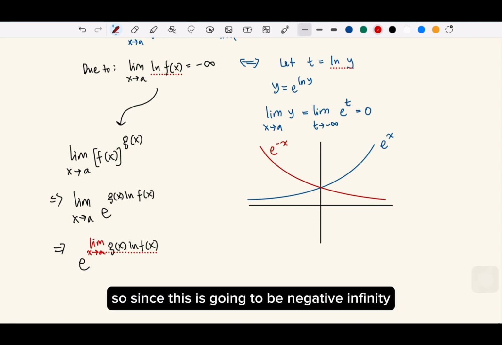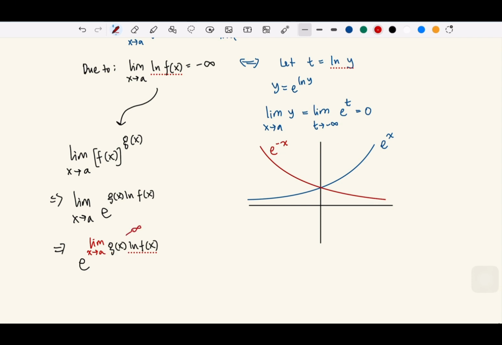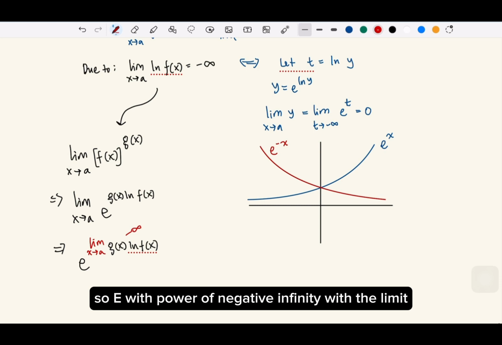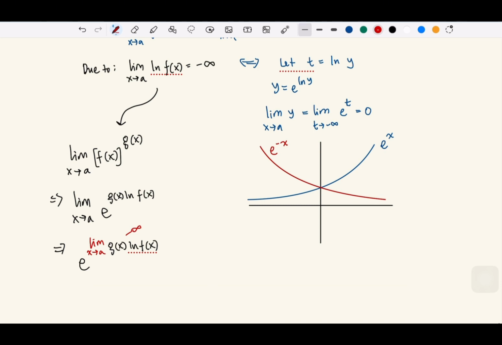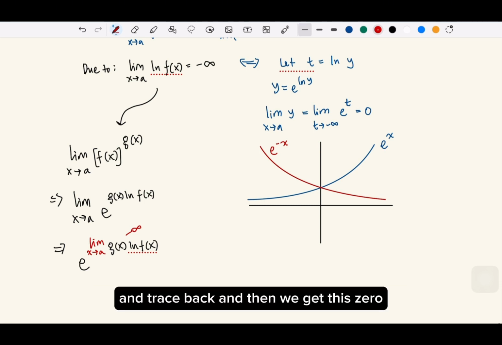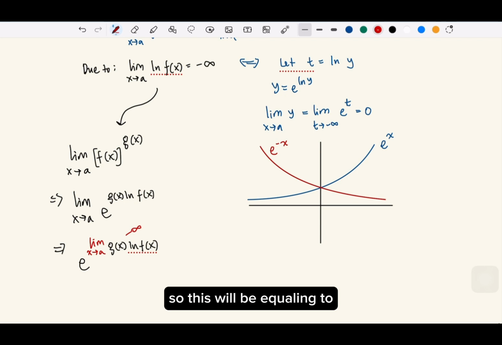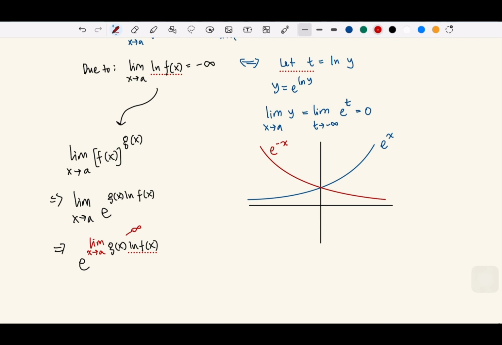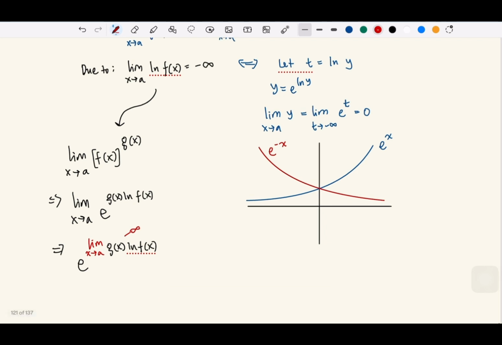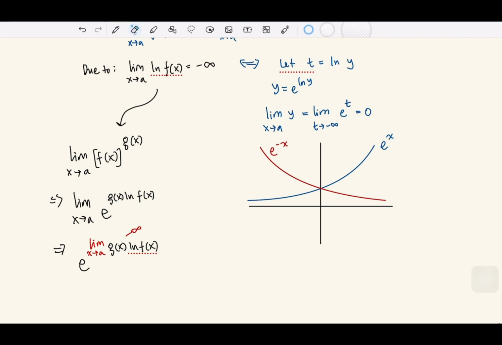So since this is going to be negative infinity, e with the power of negative infinity with the limit, we can trace back and then we get 0. So this will be equal to 0.